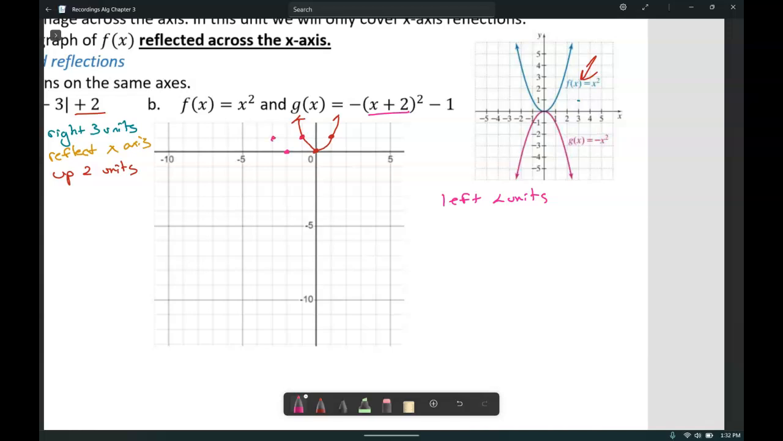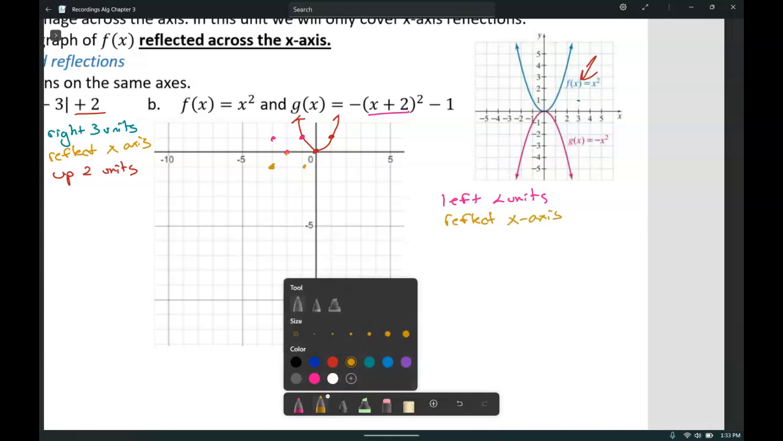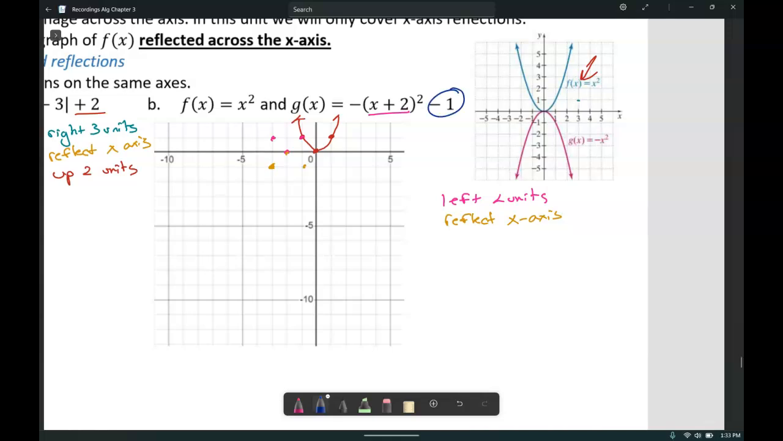And then we'll deal with the reflection. The reflection takes all of these points and flips it upside down. So instead of doing this, now we're doing this. And so we flip, reflect over the x-axis. And then last but not least, our last transformation moves us down 1 unit. So we take all those points and we move them down. And here's the general shape of our quadratic function. Make that a little bit neater.